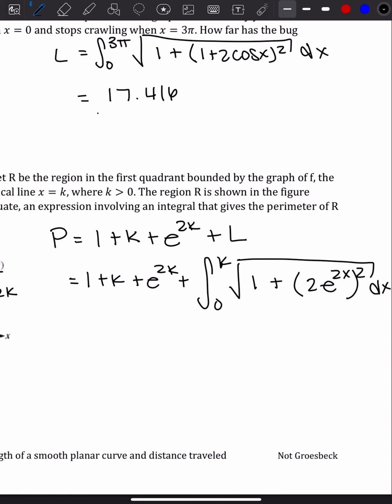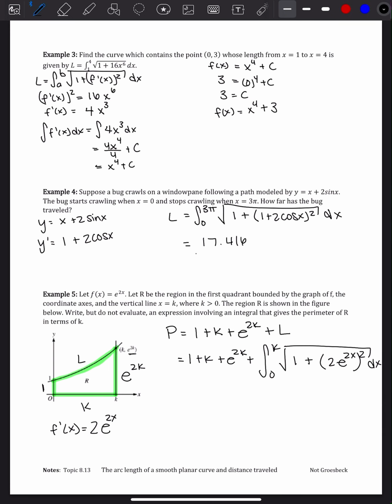So we have our integral expression for perimeter, so our perimeter is 1 plus k plus e to the 2k plus whatever the length of this integral is. And we don't have to solve it because we don't know what k is, but we can at least write the integral.